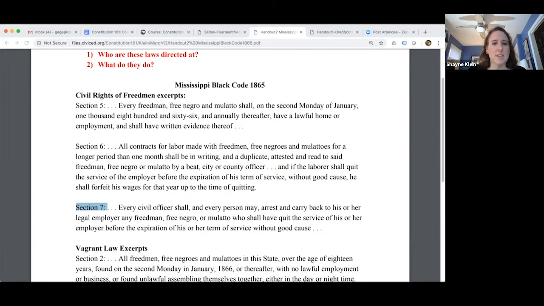When I use this document with students, it totally resonates with what we've looked at when we've looked at slave codes and laws that were first establishing race-based slavery, that basically put every white person in a state like South Carolina in the position of being able to return every Black person back to a plantation where they belonged. And that's basically what this is saying, right? So if you quit your service of your employer without good cause, whatever good cause is supposed to mean, any person can bring you back, right? If you leave your labor contract, any person could bring you back.